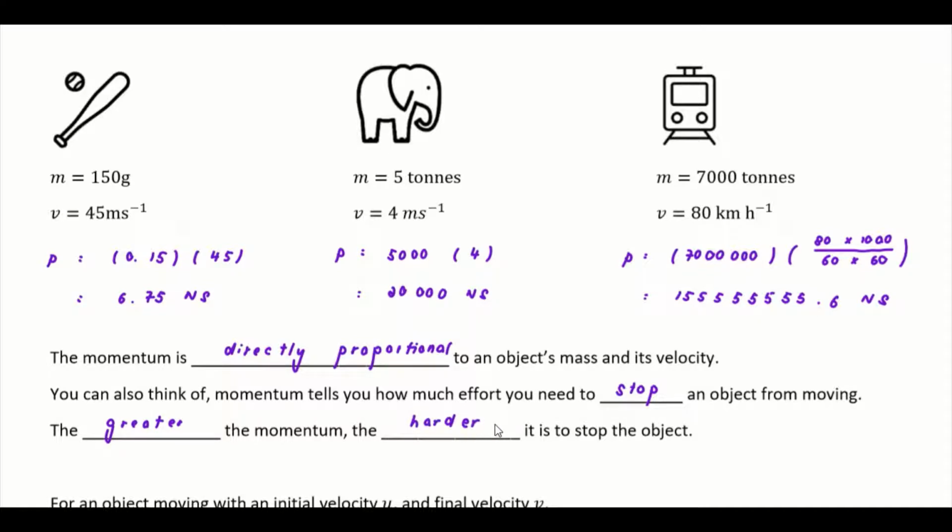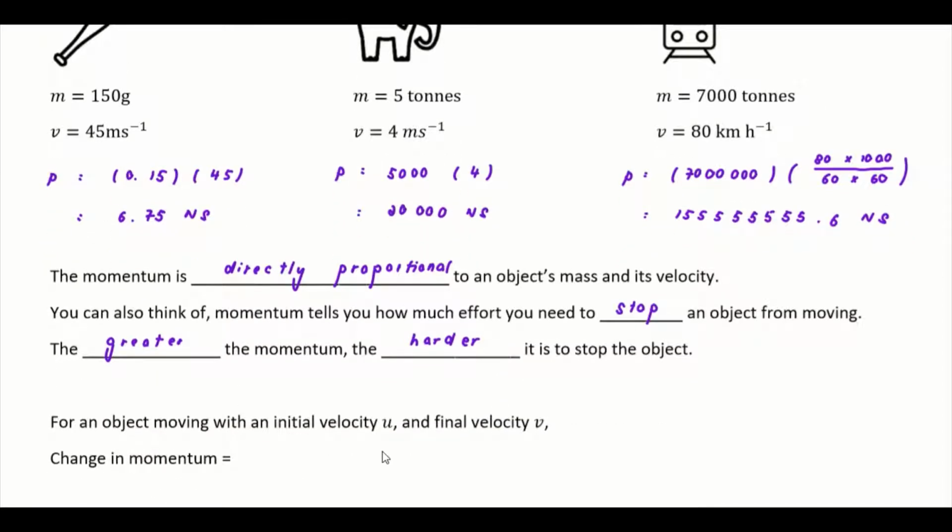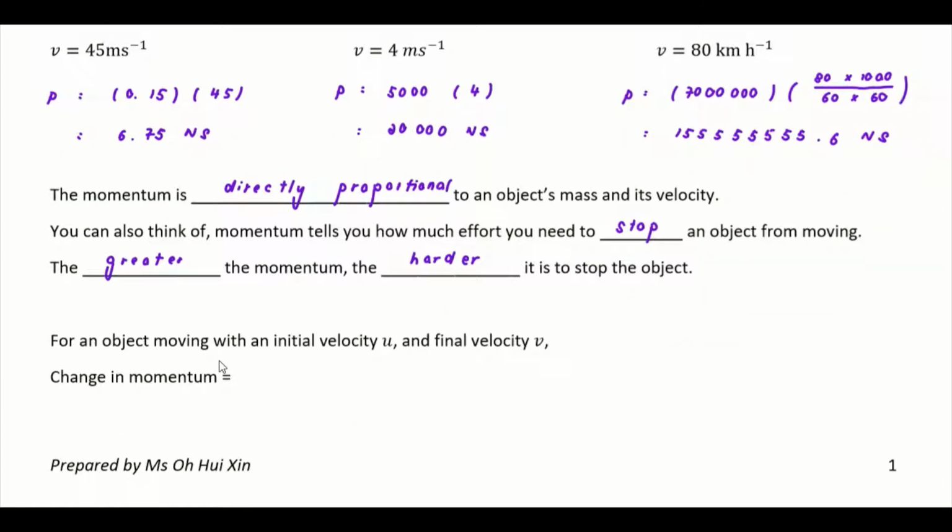Okay, so I hope that you can have a good idea on what momentum is. Then for an object moving with an initial velocity u and final velocity v, the change in momentum will be the final momentum, right? When we try to find the change, we'll always use the final momentum minus the initial momentum. So let's try to write down the final momentum, then minus the initial momentum.